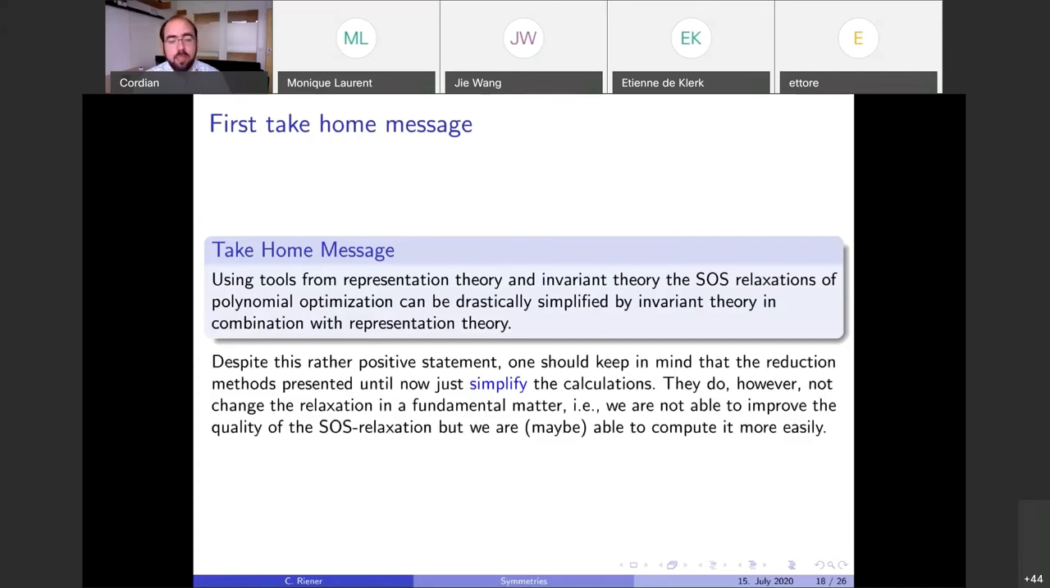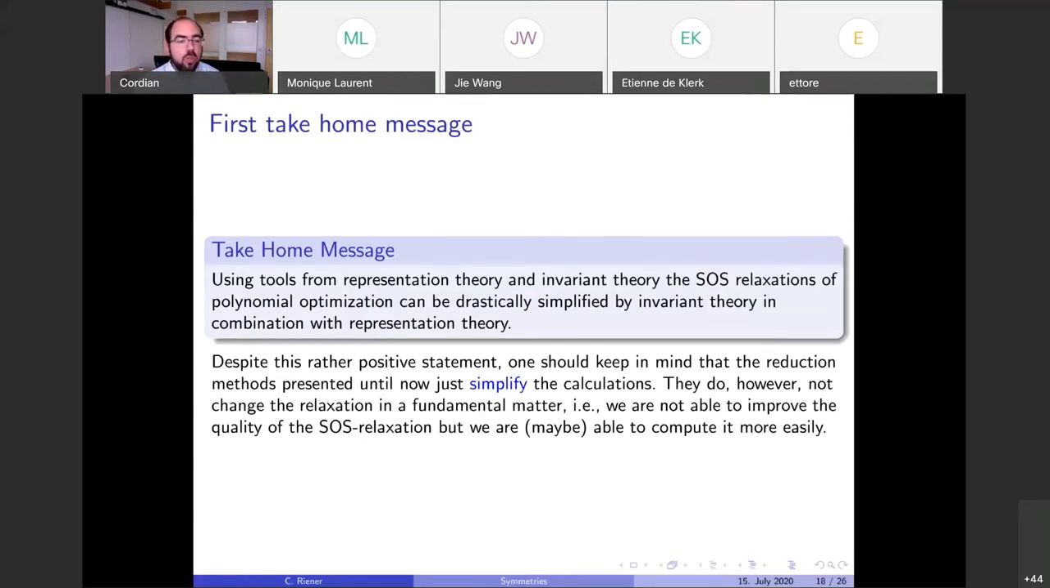However, this is a rather positive statement. I want you to keep in mind that essentially we just simplified the calculations. What do I mean by this? By reducing from the x's to the pi's, as I told you, we reduce the degree. We make calculations possible that maybe were not possible before. We block diagonalize certain matrices and then can actually enter them into an SDP solver, and before that we were maybe not able to do that. So we can actually do relaxations maybe that we couldn't do before.